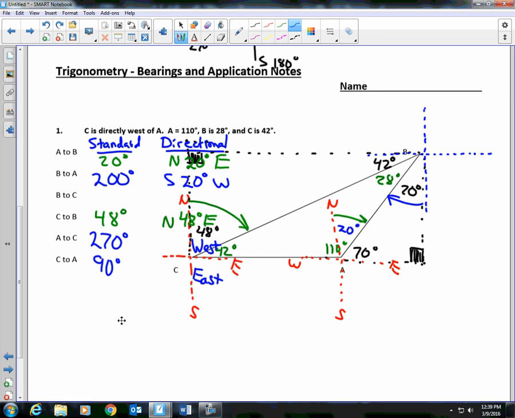Give me a direction of travel to get from B to C. Southwest again. How many degrees past south do you turn? 48.